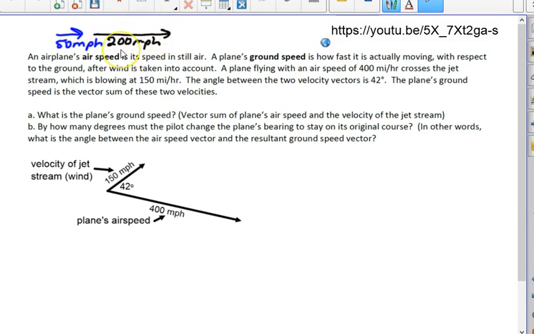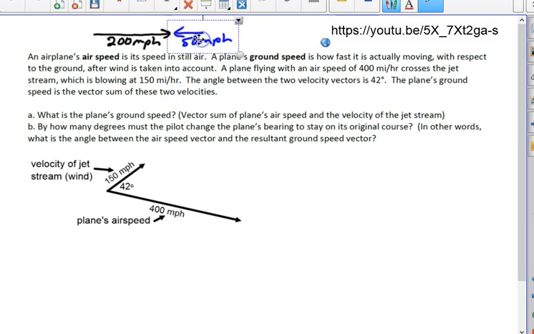So 200 of those miles per hour is actually from the plane's engine driving the plane. The other 50 miles per hour is from the wind pushing the plane, but the effect is that the plane is going 250 miles an hour with respect to the ground. Now, what if we turn that vector around and we said now it's going the opposite direction, 50 miles per hour, then that is called a headwind, and now the plane is slowed down. It's only going 150 miles an hour.